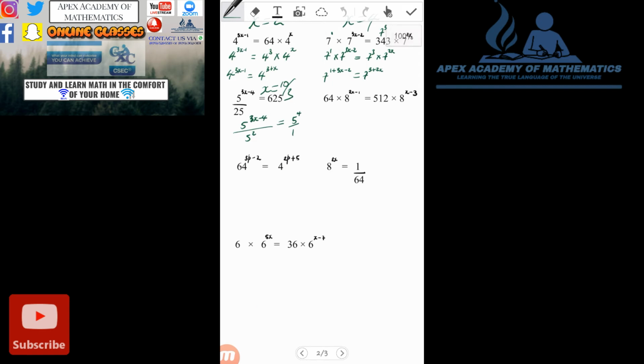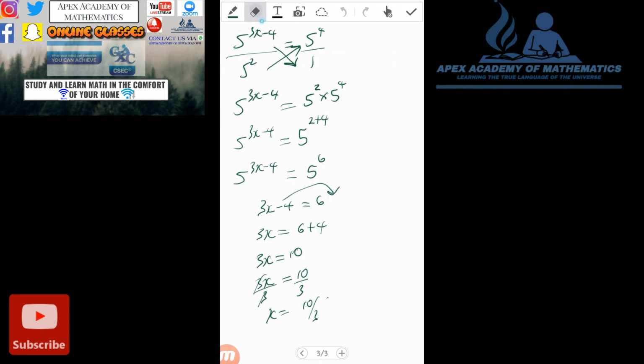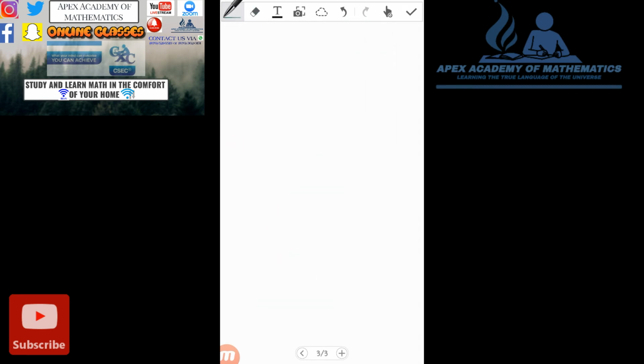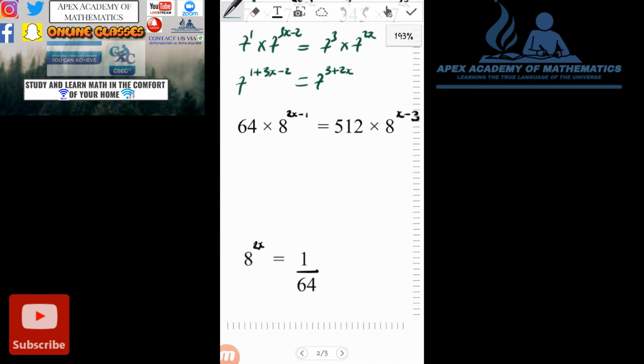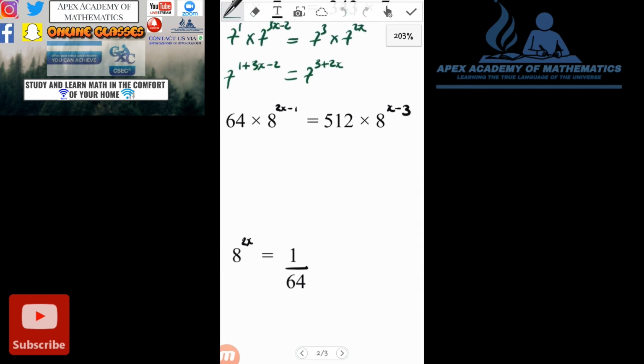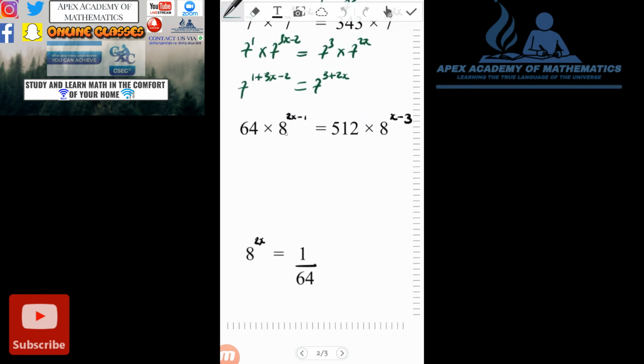Let's first erase this page, and let's go back over here, zoom it up, and we're ready to go. So 64. We need this in base 8, so we know right away that 64 is going to be equal to 8 squared multiplied by, of course, this is already in base 8, 8 to the power of 2x minus 1. And we know that 512 is going to be 8 cubed multiplied by 8 to the power of x minus 3.